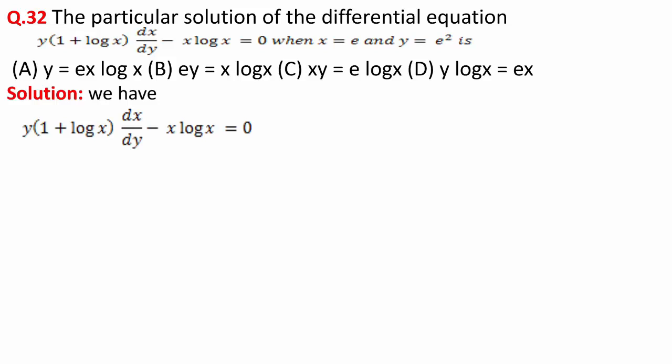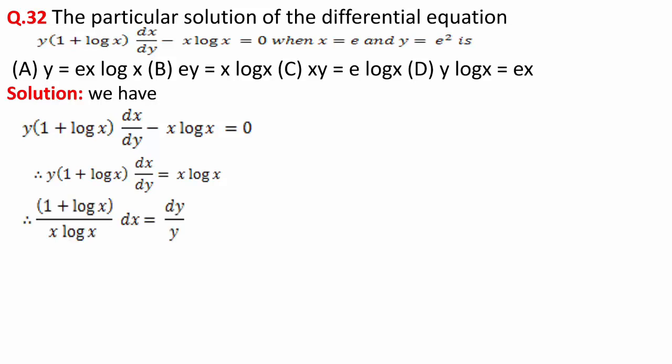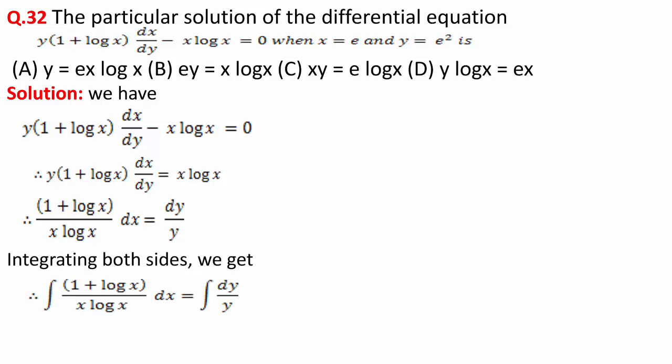Solution: we have y into (1 plus log x) dx by dy minus x log x equal to 0. Therefore, y into (1 plus log of x) dx by dy equal to x log x. And hence, (1 plus log x) divided by (x log x) dx equal to dy by y. Integrating both sides of this equation, we get integration of (1 plus log of x) divided by (x log x) dx equal to integration of dy by y.